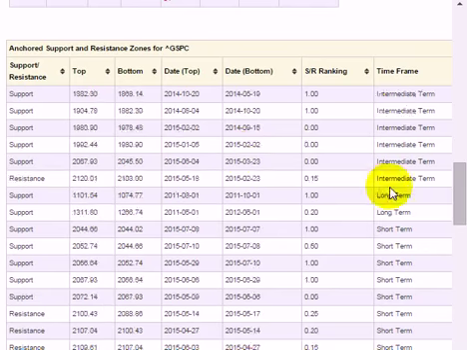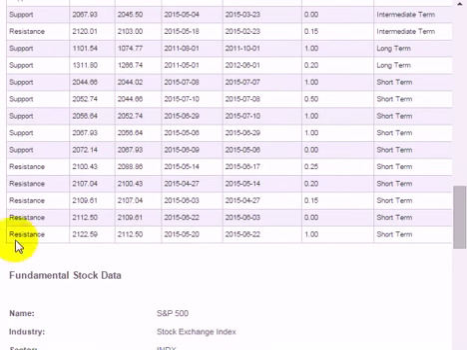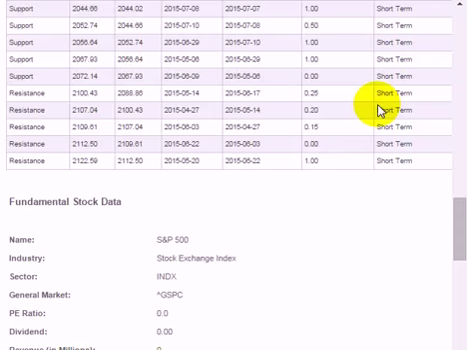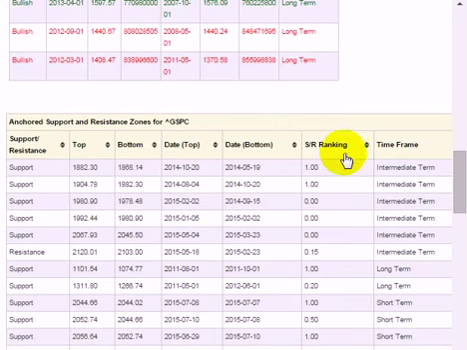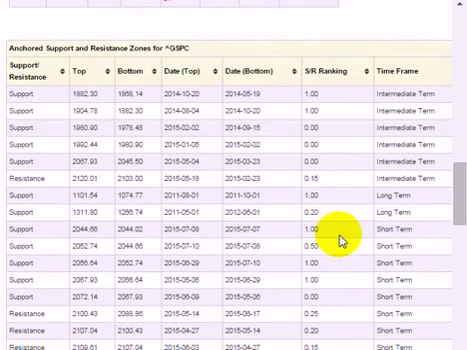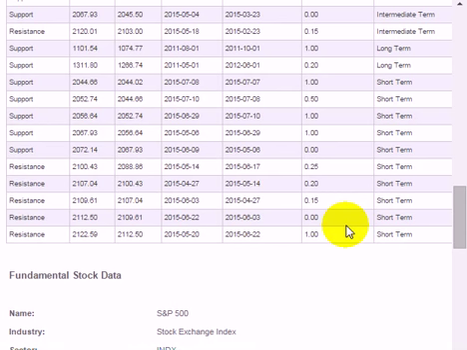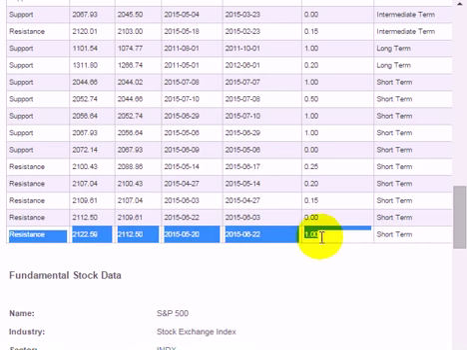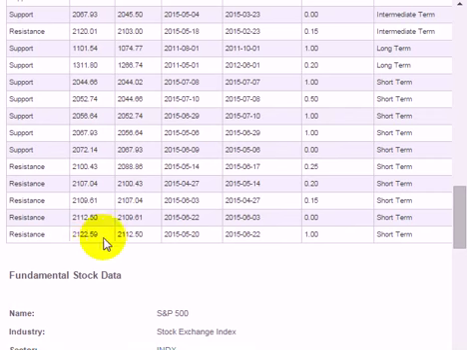We can sort them by time frame. We can come down and find resistance, and we can look at the value here. Support and resistance ranking: 1 is the highest number you can get, 0 is the lowest. If we look at these resistance zones, we can see the highest ranking is on this particular one, price points from 21.22 to 21.12.